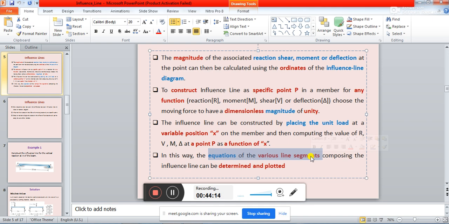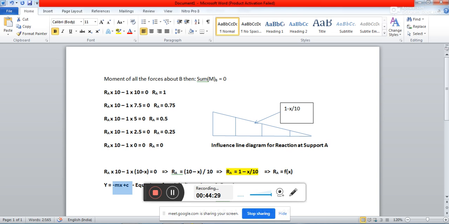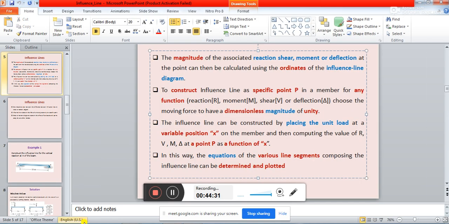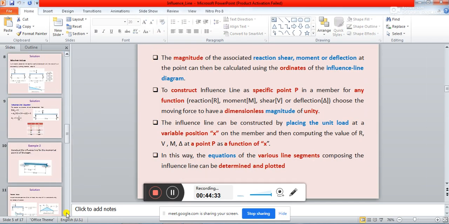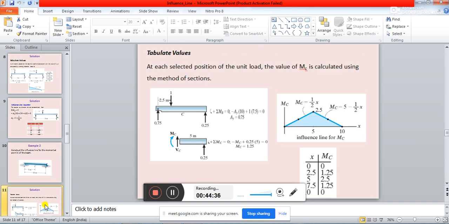You will observe while solving this problem, you will not be having a single equation of straight line. Instead, you will be having multiple equations of straight lines. Now we will see how it will be multiple equations of straight line. So let us come to this problem and see.